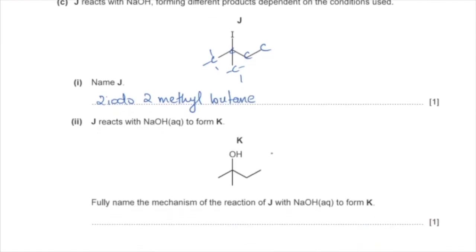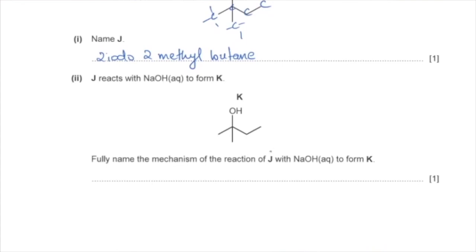Part 2, J reacts with NaOH to form K. Fully name the mechanism of the reaction of J with NaOH to form K. So NaOH has got OH with a negative sign and a lone pair of electrons, which is a nucleophile. So this is nucleophilic substitution reaction.